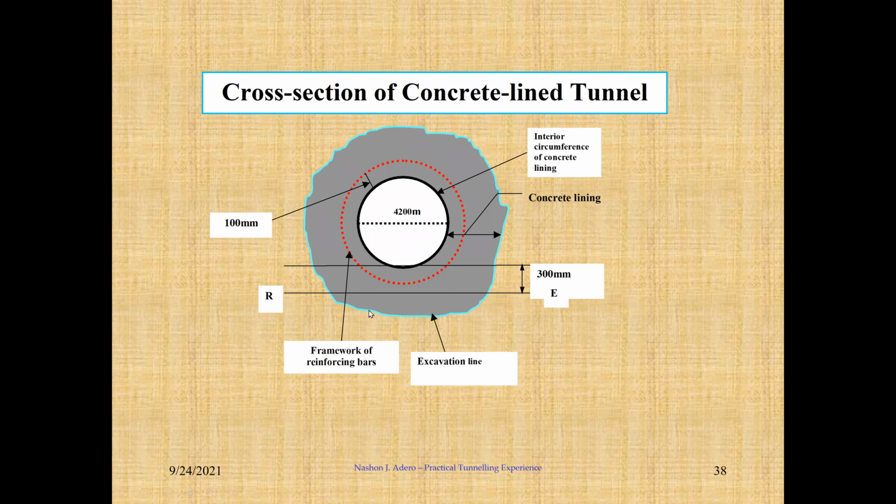And then this one was also key. The design was to have, from the blinding, another 300 millimeters of concrete to reach the invert level here. So that cross section is giving a summary of the excavation line from the beginning, then reinforcing bars, then filling in with concrete, and finally attaining this circular section of the headrace tunnel.